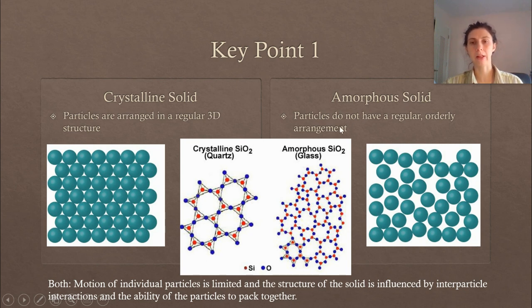We also have amorphous solids, which are particles that do not have regular orderly arrangements. You can see they're kind of messy. There's maybe different amounts of space in between different particles. And an example of this is glass, which is also silicon dioxide. And you can see that the spacing between the particles is not like a neat crystalline structure like quartz. It's less regular. It's not regular at all.